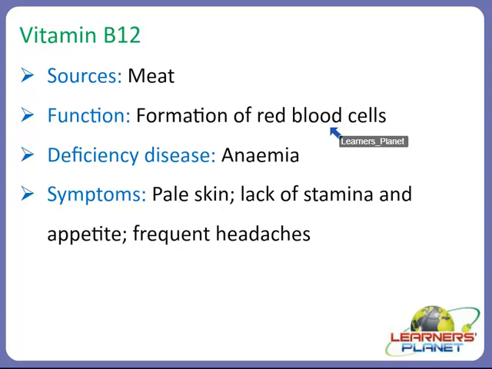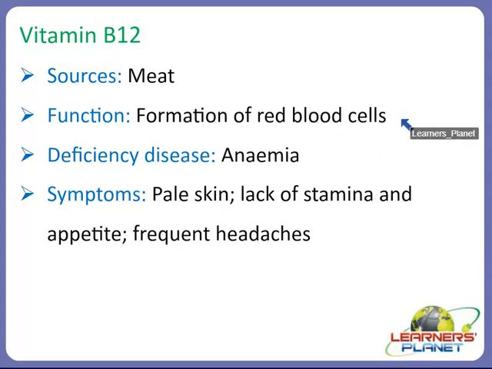As you know, students, red blood cells are very important, right? The deficiency disease caused by the lack of vitamin B12 in our body can cause anemia. The symptoms of anemia are pale skin, lack of stamina, lack of energy, and lack of appetite; we do not feel hungry, and even frequent headaches take place, right? So vitamin B12 is also very essential for our body.